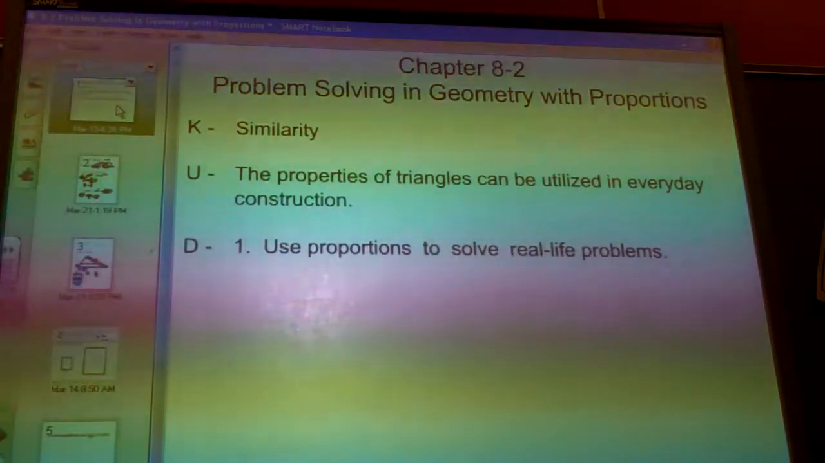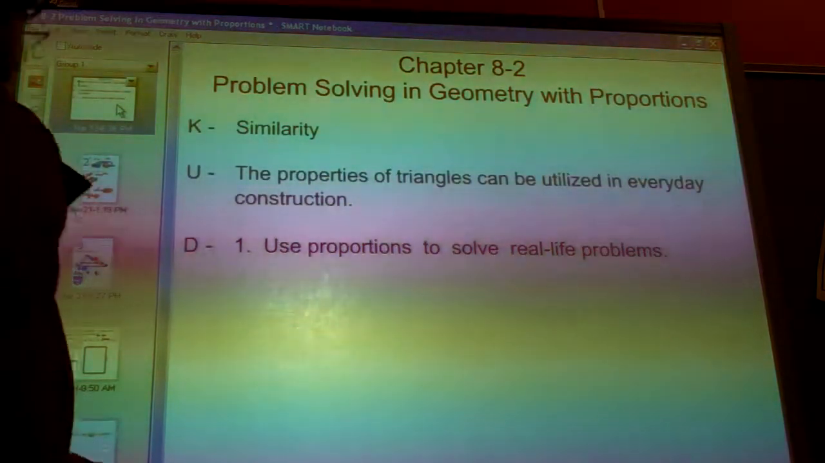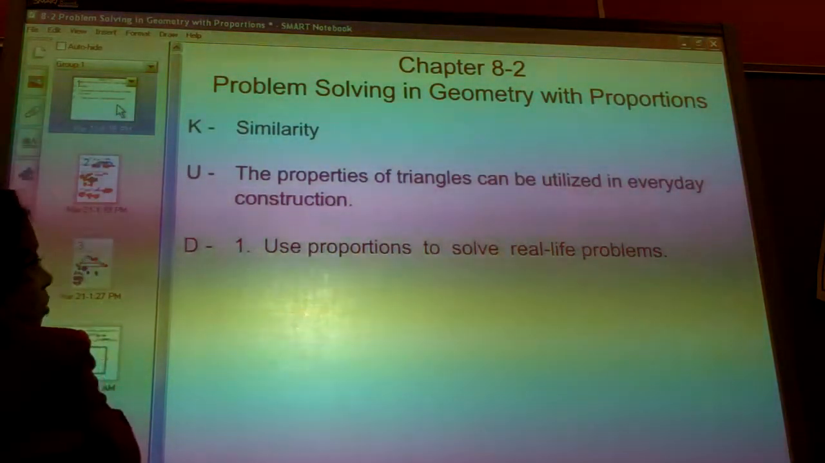Alright, this is chapter 8-2. Please copy your cards. This is a brief section. We're going to look at geometric mean.